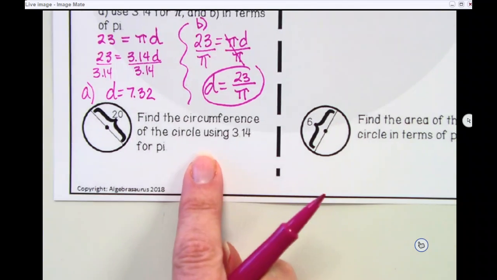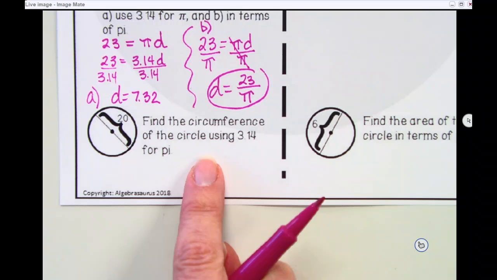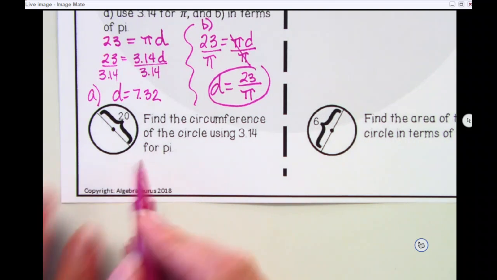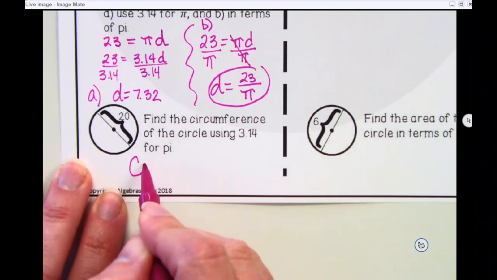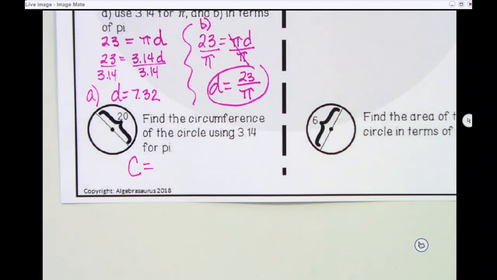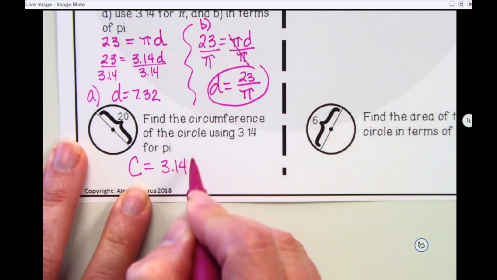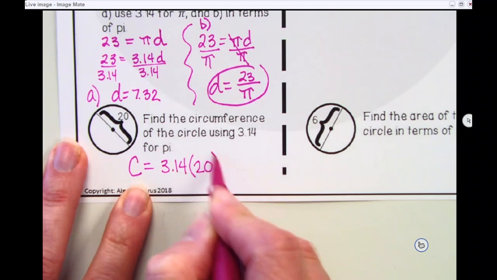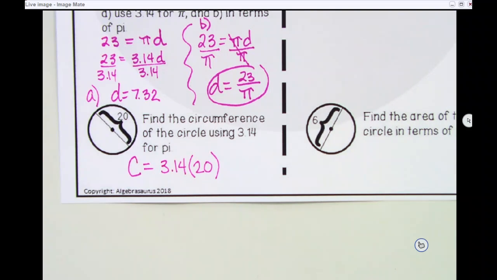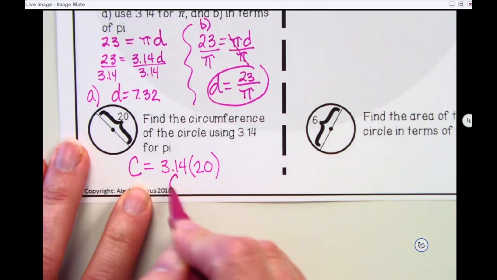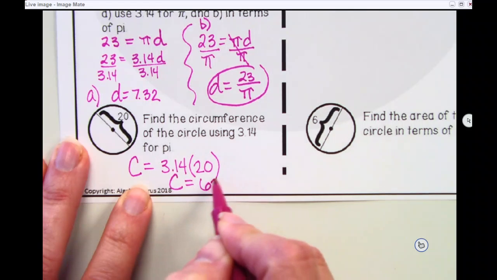Okay, second problem here. Find the circumference of the circle using 3.14 for pi. This time I want to know the circumference. I know the diameter again. So pi times diameter. Calculator problem, right? 3.14 times 20. Circumference is 62.8.